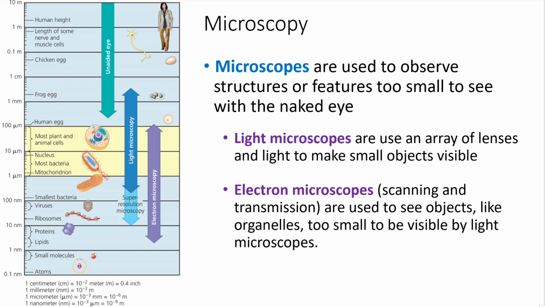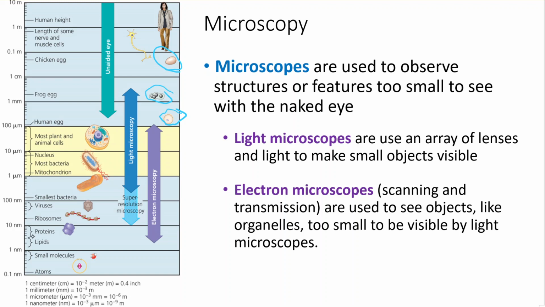And so here, this chart on the left shows you what things you can see with the naked eye. For instance, a chicken egg, obviously you can see with the naked eye. Frog eggs are smaller, but you can still see them. And a human egg is possible to see with the naked eye, but is quite small. Past that, if you wanted to look at the details, say, of a human egg, you would have to use the light microscope. In a light microscope, you can see things like most plant and animal cells, some bacterial cells, and some structures within the cell.